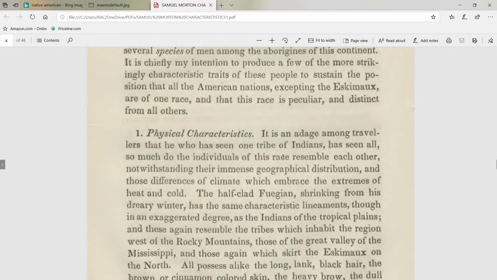He goes on to say that it is an adage among travelers that he who has seen one tribe of Indians has seen all. So much do the individuals of this race resemble each other, notwithstanding their immense geographical distribution and those differences of climate which embrace the extremes of heat and cold. The half-clad Fuegian, shrinking from his dreary winter, has the same characteristic lineaments, though in an exaggerated degree, as the Indians of the tropical plains, and these again resemble the tribes which inhabit the region west of the Rocky Mountains, those of the great valley of the Mississippi, and those again which skirt the Eskimo on the north.